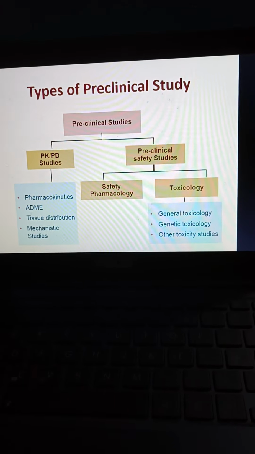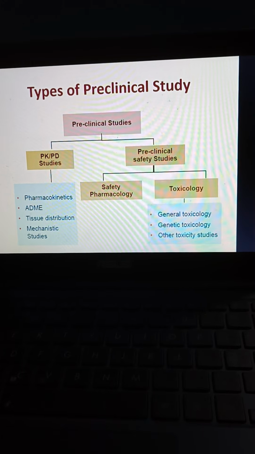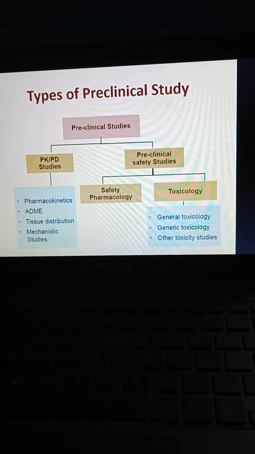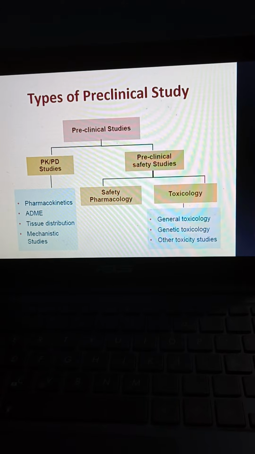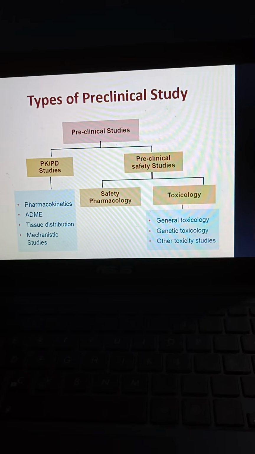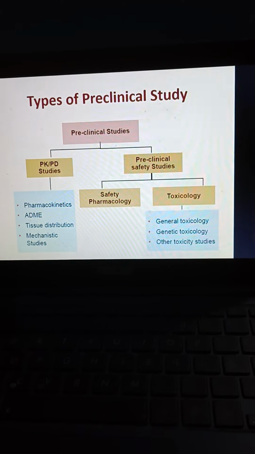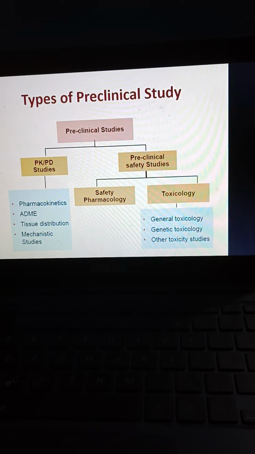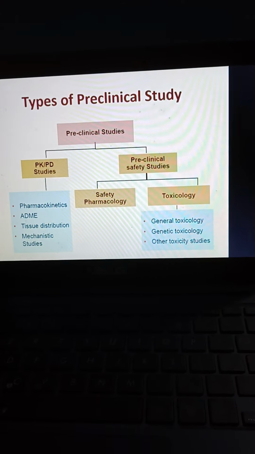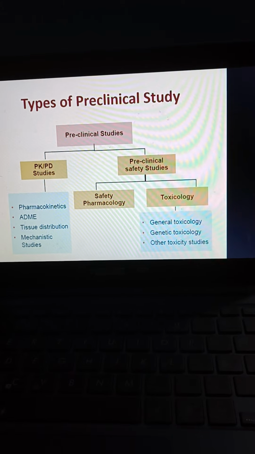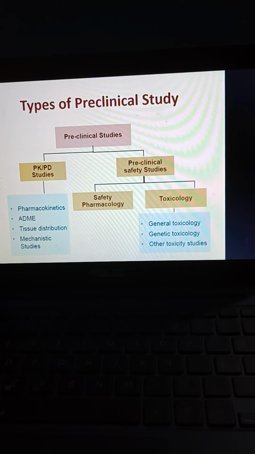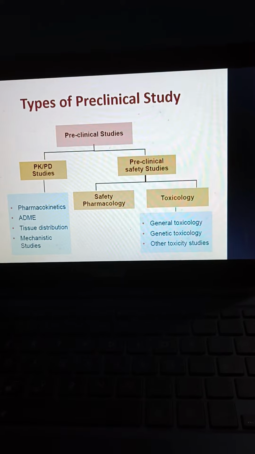Then come to types of preclinical study. Preclinical studies include PK/PD, that is pharmacodynamic studies and pharmacokinetics: ADME, absorption, distribution, metabolism, excretion, tissue distribution, and mechanistic studies. Preclinical safety studies include safety pharmacology and toxicology. Toxicology includes general toxicology, genetic toxicology, and other toxicity studies.